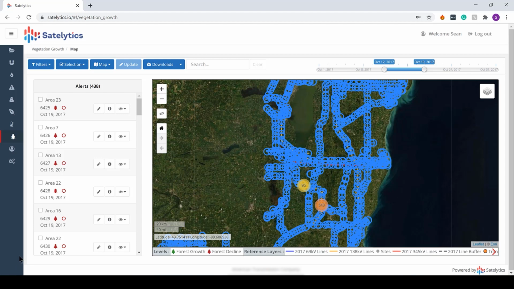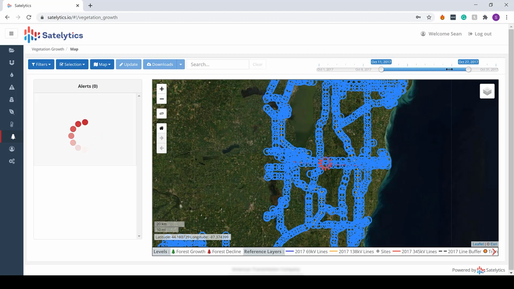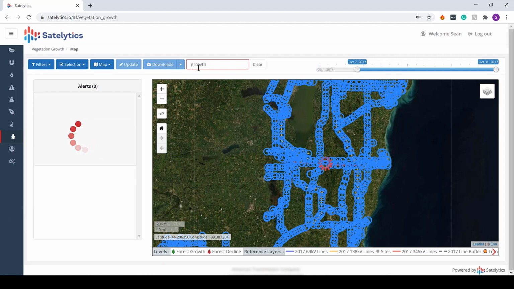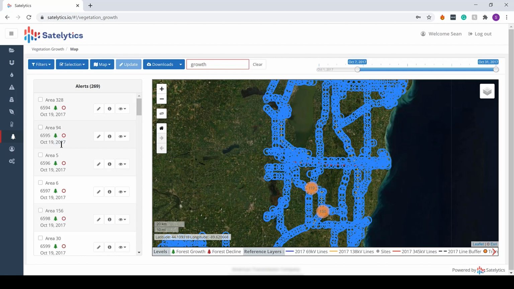What you're looking at on the screen is a customer and its infrastructure and the way that it wants to look at its vegetation management. We can open up the timeline horizon. Remember, we never delete any data at Satellitic, so that many years from now you can go back and look at any window of the data set that you have. In this particular case, the customer uses red trees to denote decline, and if we were to type in the little box growth, then what would appear are green trees to denote growth as opposed to red for decline.